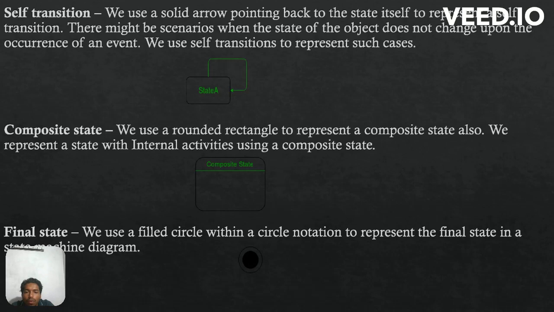Composite state. We use a rounded rectangle to represent a composite state also. We represent a state with internal activities using a composite state. Final state. We use a filled circle within a circle notation to represent the final state in a state chart diagram.